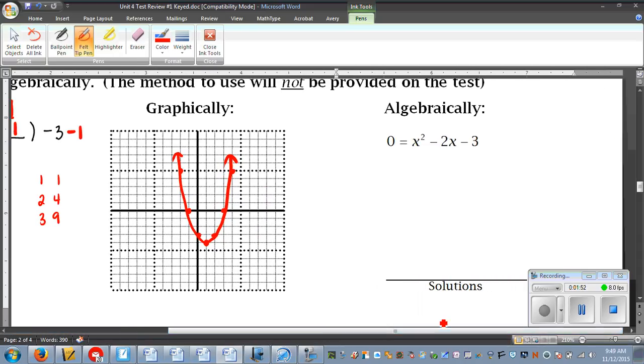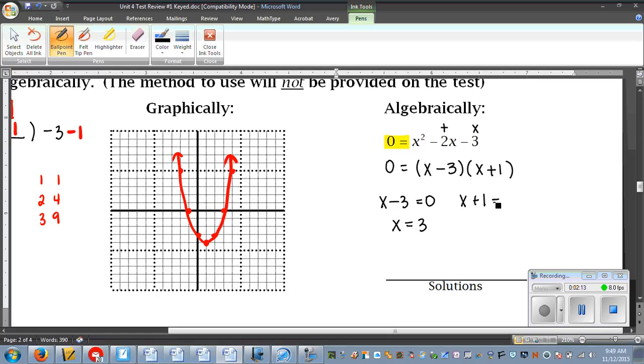Now if I go to solve the equation algebraically, notice that it's set equal to 0 so that I can solve. I would like to factor this one. Two numbers that add to be negative 2 and multiply to be negative 3 are negative 3 and positive 1. If I set x minus 3 equal to 0, I get 3. If I set x plus 1 equal to 0 and solve, I get negative 1.